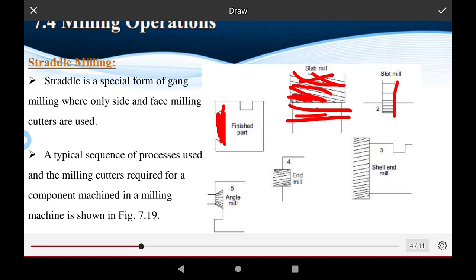So this is slot milling, it provides the teeth or is performed for the work operations, okay. A typical sequence of processes and the milling cutters required for a component machined in a milling machine are shown in the figures, okay.